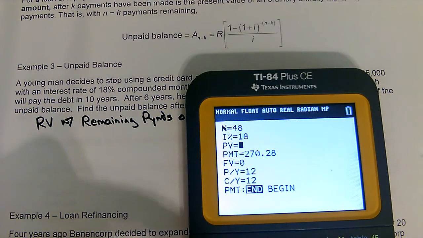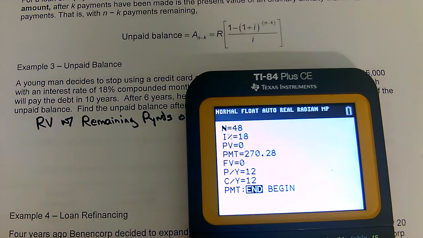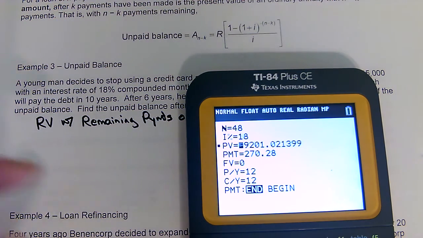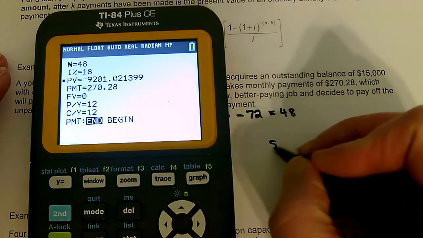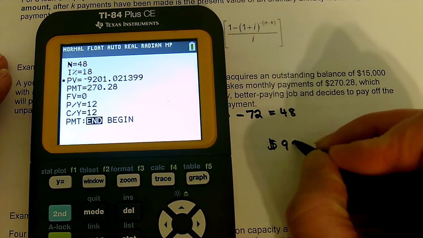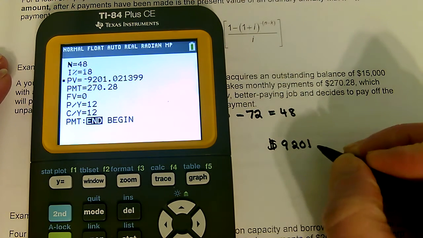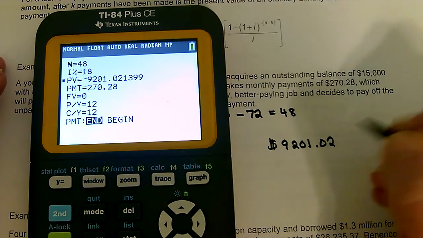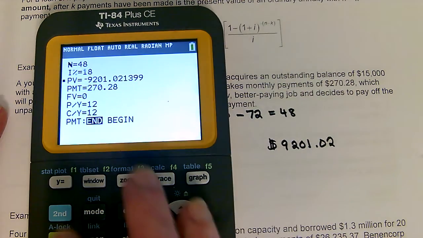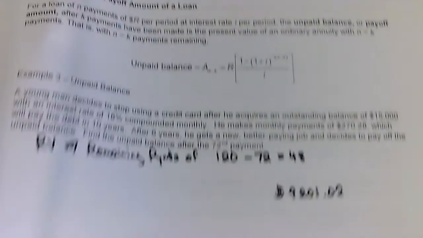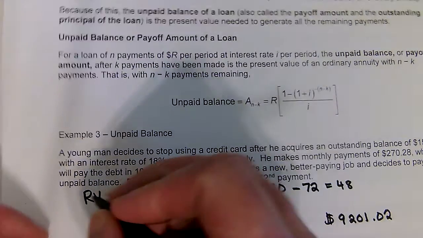The remaining balance, or the unpaid balance, is going to be $9,201.02. Okay. Oh, that should have said present value, not RV.